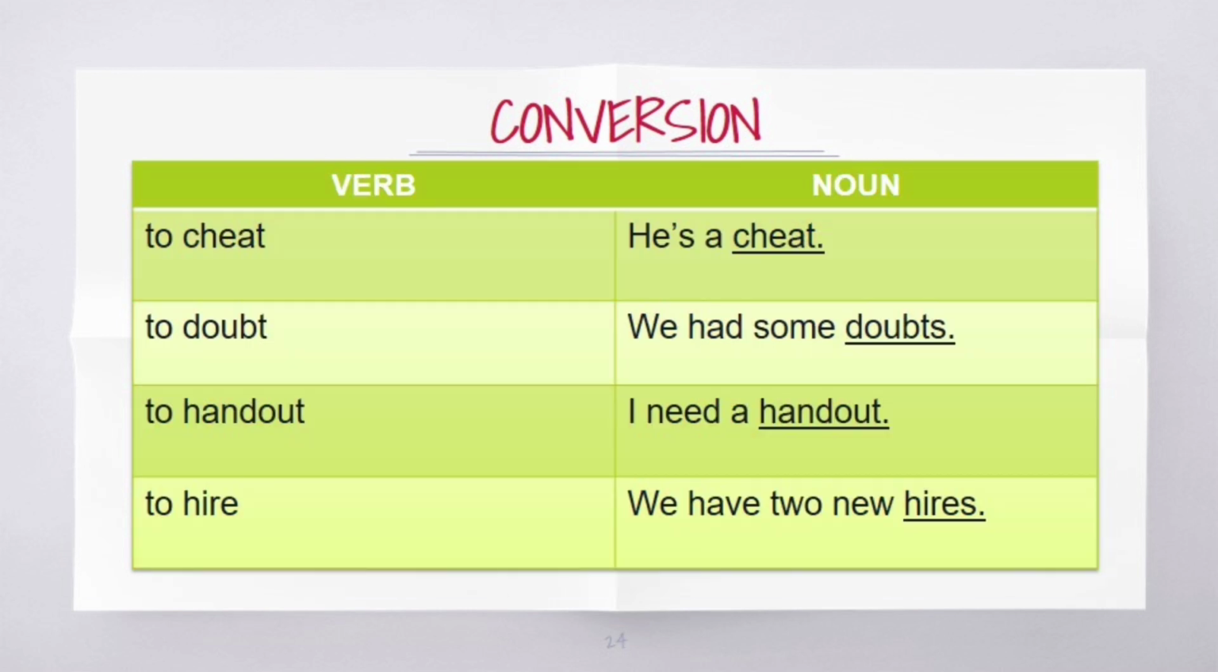From verb to noun. To cheat. He's a cheat. To doubt. We had some doubts. To hand out. I need a handout. To hire. We have two new hires.